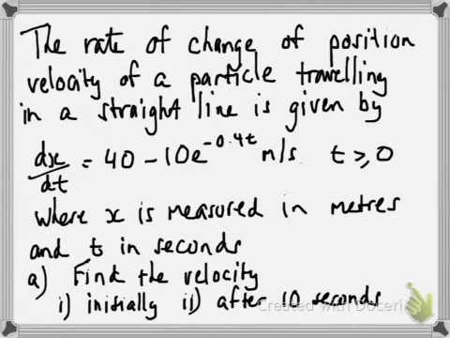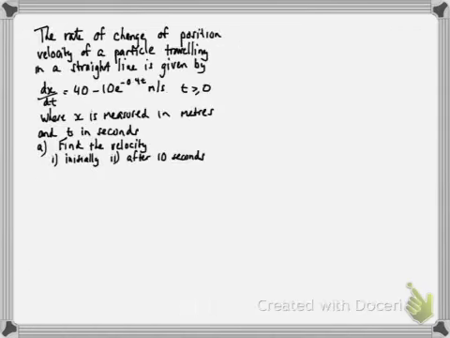Looking at applications of integral calculus, I have this question here: the rate of change of position, velocity that is, of a particle travelling in a straight line is given by dx/dt equals 40 minus 10 e to the negative 0.4t metres per second, where t is greater than or equal to 0. x is metres, t is seconds. Find the velocity initially and after 10 seconds.